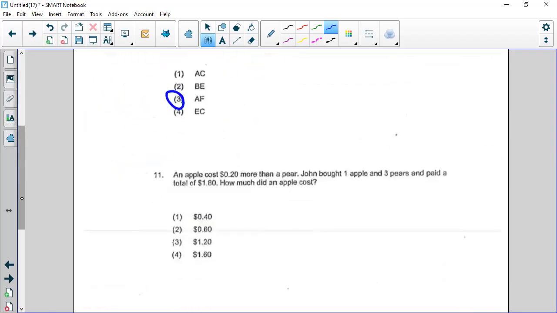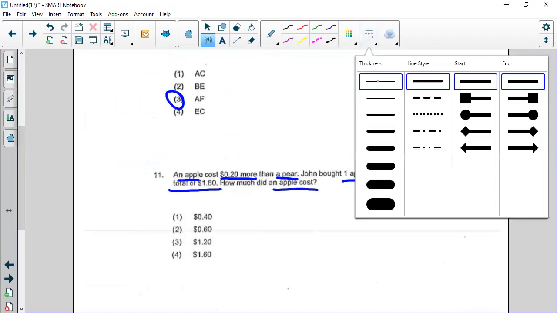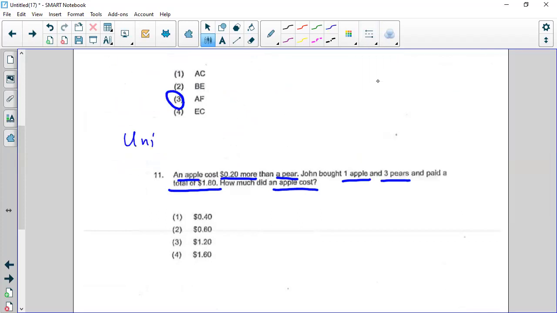An apple costs 20 cents more than a pear. John bought 1 apple and 3 pears, and she paid a total of $1.80. How much did an apple cost? Okay, because you are P6 already, we don't want to keep drawing models. So we are going to use a method which I told you a few weeks ago. The method is the unitary method. So we don't need to draw models all the time.